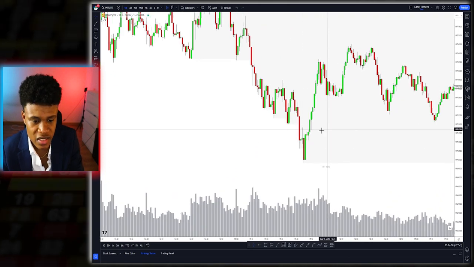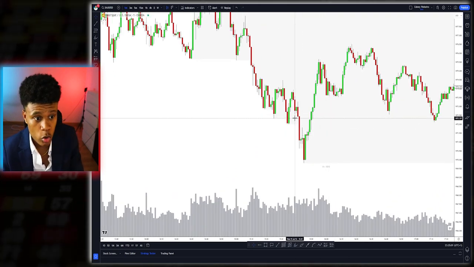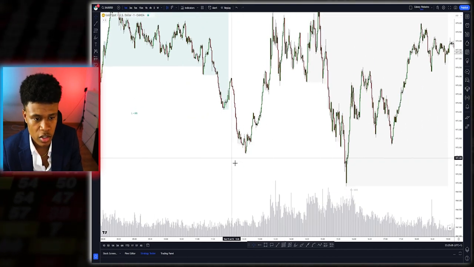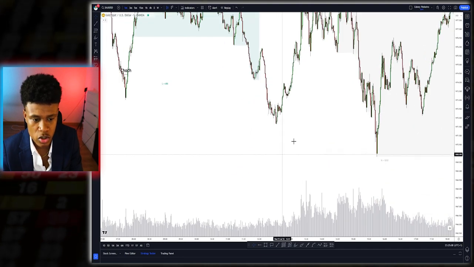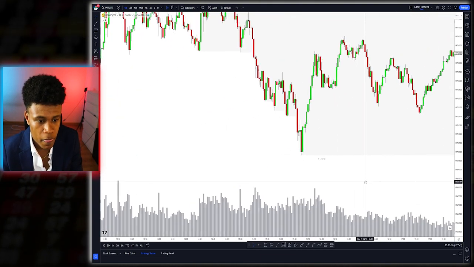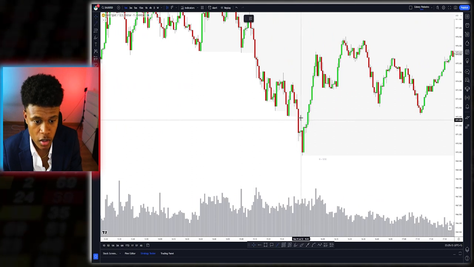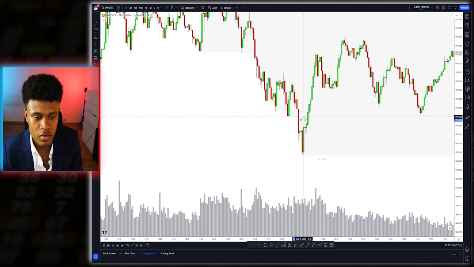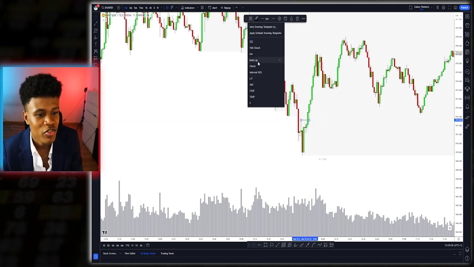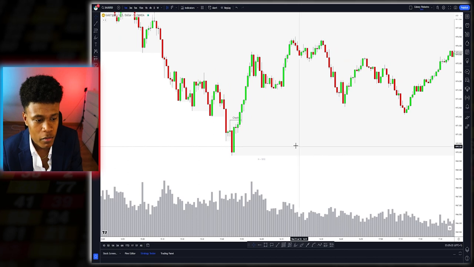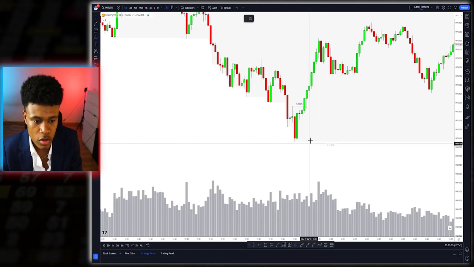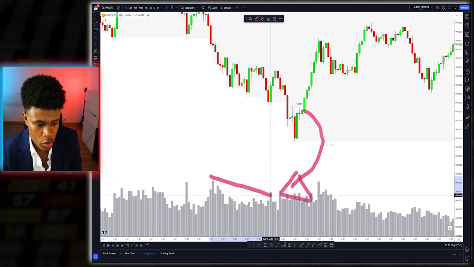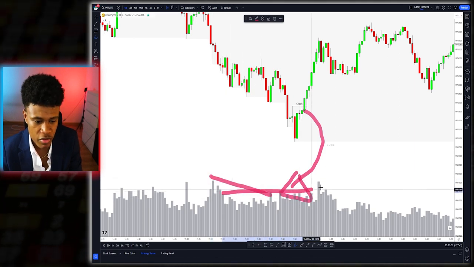This example is interesting also because we swept the previous low of some session exactly right here. We swept the previous low of some session, but we have a CHoCH right here. And unfortunately, we don't have the volume showing us something uncommon. So it's very average for me in this scenario.